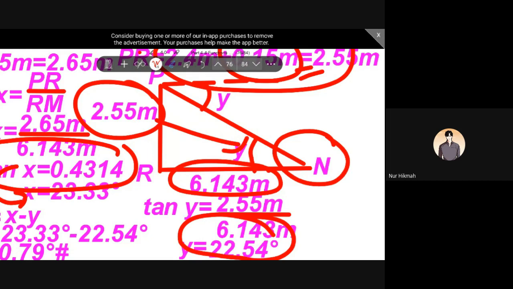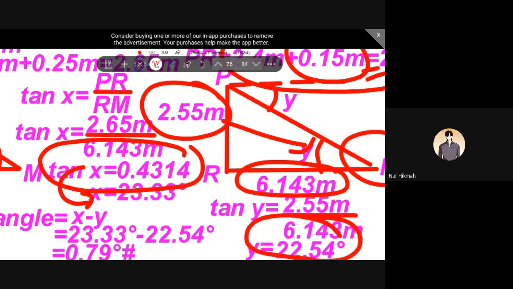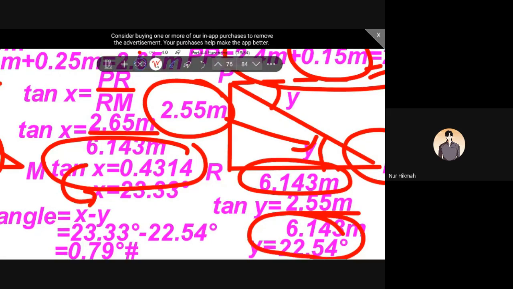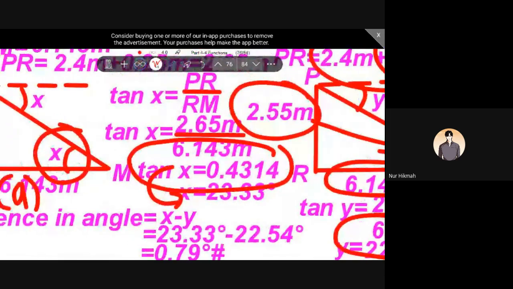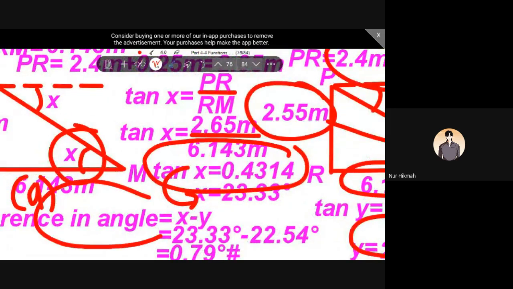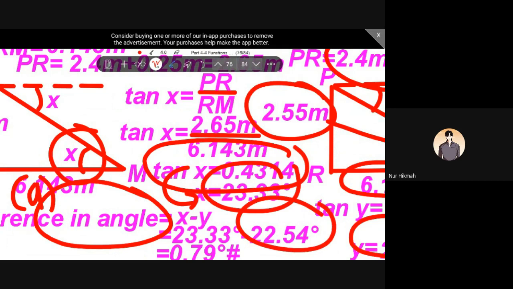Kalau okey boleh cakap okey. Saya nak tengok sebab tak mau lari sangat jauh. Okay, good. Okay, so sekarang mereka soalan nak difference in angle of depression. So kamu kena ambil yang ni tolak dengan 22.54. So kamu akan dapat jawapan 0.79. Itu jawapan kamu. Selesai. Soalan ni susah tak?